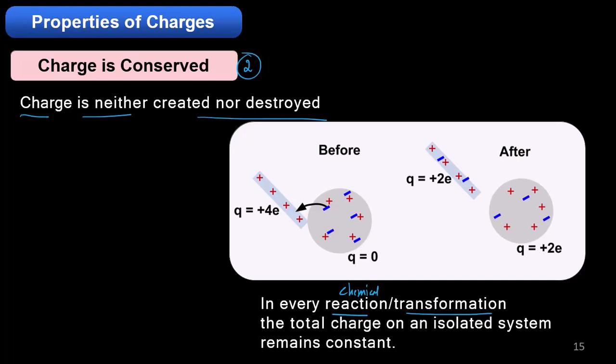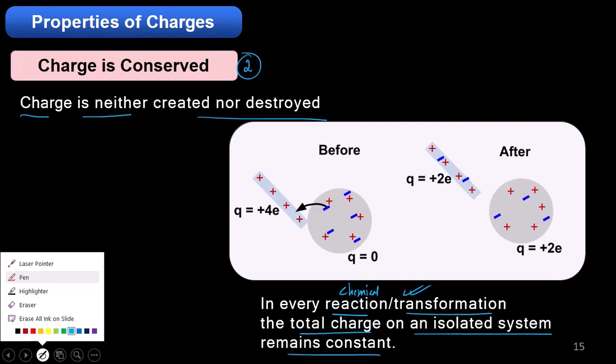Whenever a chemical reaction is going on, there may be charge transfer. Why? Because there is an oxidation-reduction reaction. So in a transformation also, the total charge on an isolated system remains constant. Okay.